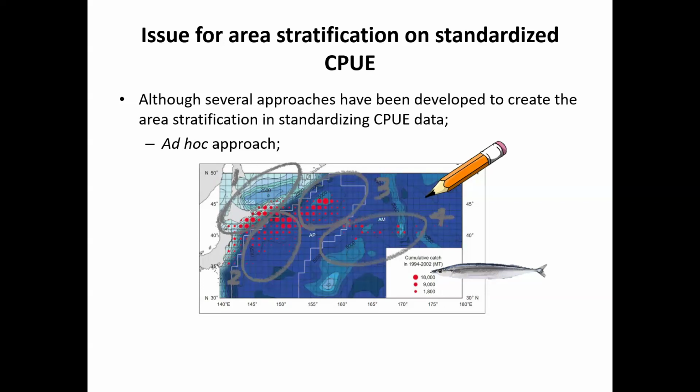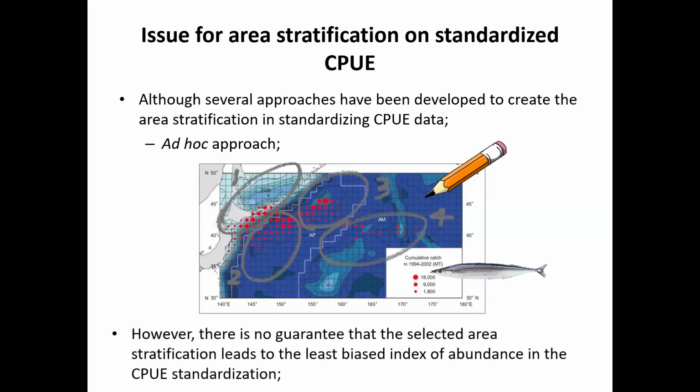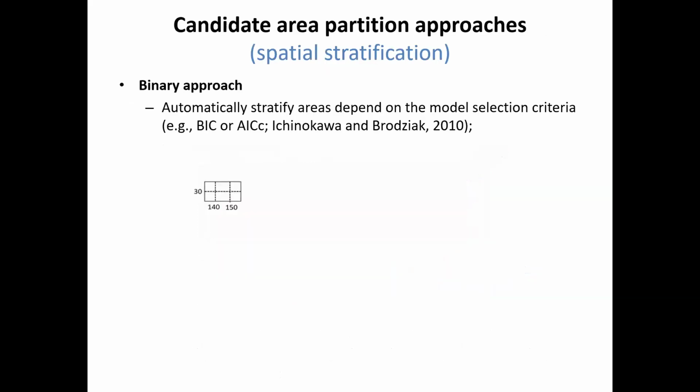For example, the ad hoc approach. We just use the distribution of the CPUE data, and then we use our eye to separate the full area just based on the catch data or the CPUE data. This is the simplest approach, but there is no guarantee that the selected area stratification leads to an unbiased index of the abundance in this process.